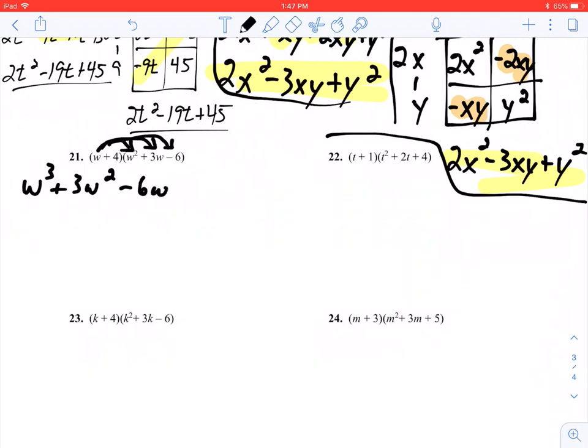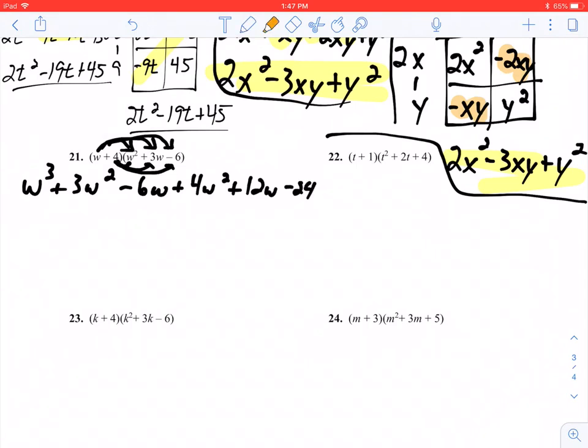Following that, you need to distribute the 4 to everything. So the 4 goes to the w squared, and you get 4w squared. The 4 distributes to the 3w, which gives you 12w. And finally, the 4 distributes to the negative 6, which gives you negative 24.